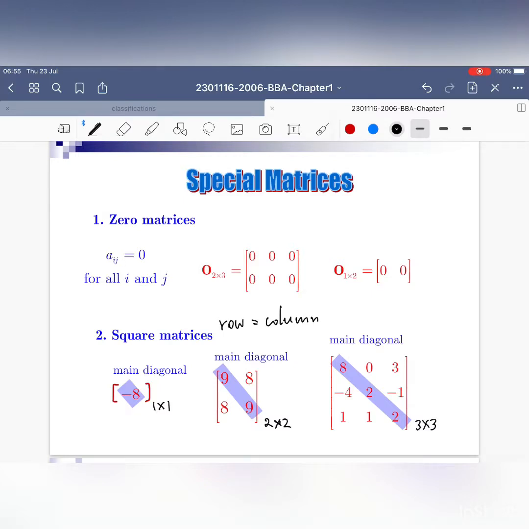As we have a square matrix, you have the diagonal. Actually you have two diagonals, but the one that we usually concentrate on is the one from the upper left to the lower right. This one is the so-called main diagonal. For example, even though this one has only one element, this is a main diagonal.